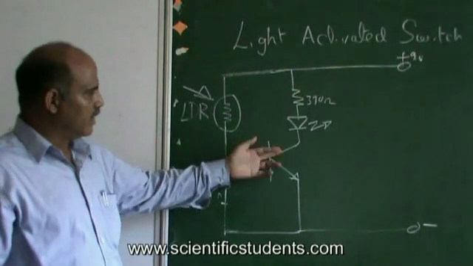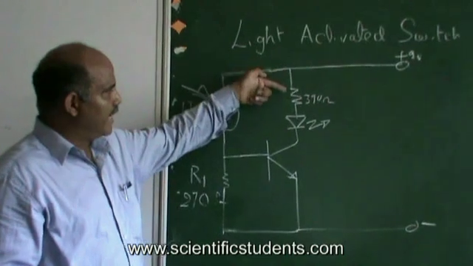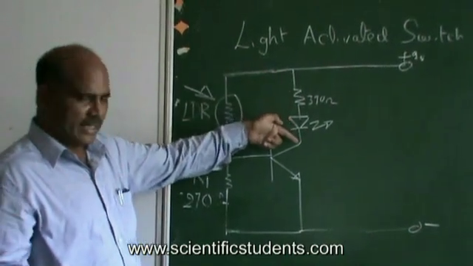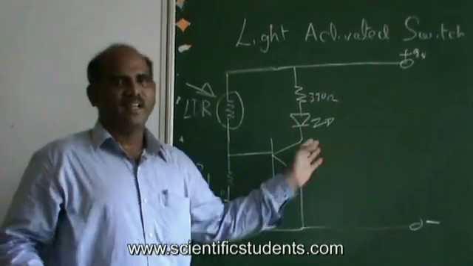At that time this is on. When it is on, then automatically the 9 volt battery, 390 ohms and LED light up, and then it goes down and the circuit is closed and it is glowing.